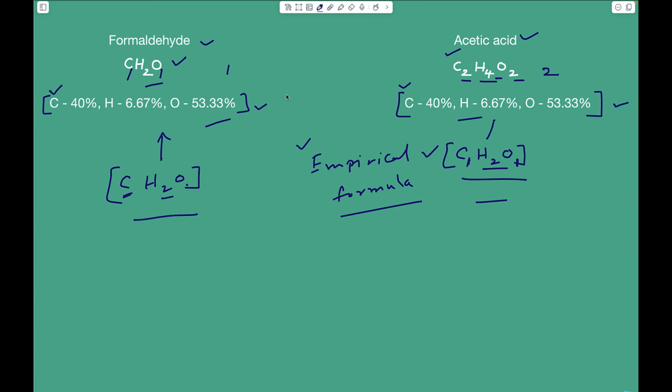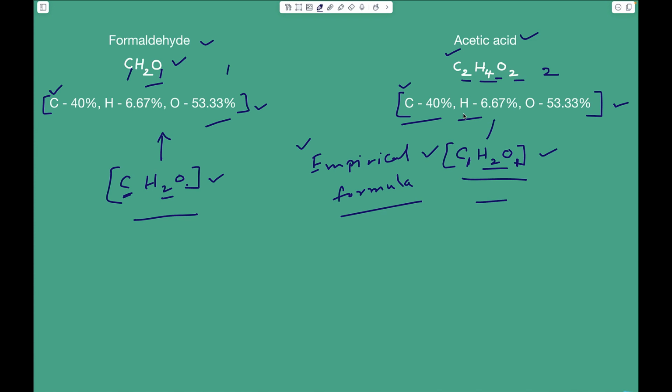Now the next question. Do we need the molecular formula of a compound, or is its empirical formula sufficient to determine or calculate the percentage composition of a compound? See, formaldehyde and acetic acid have different molecular formulas, yet they have the same percentage composition because they have the same empirical formula. Therefore, the empirical formula of a compound is sufficient to calculate its percentage composition.